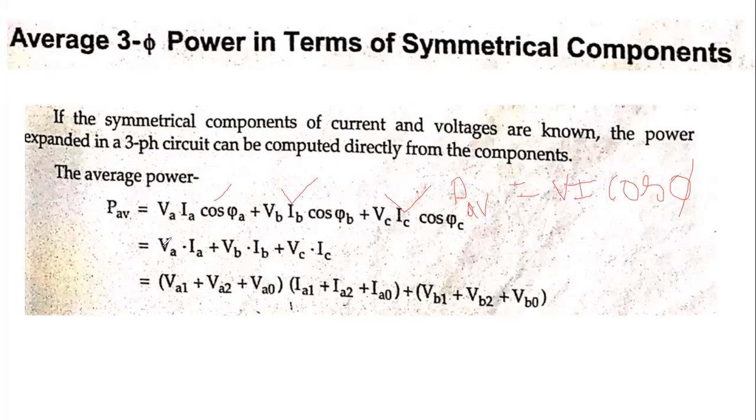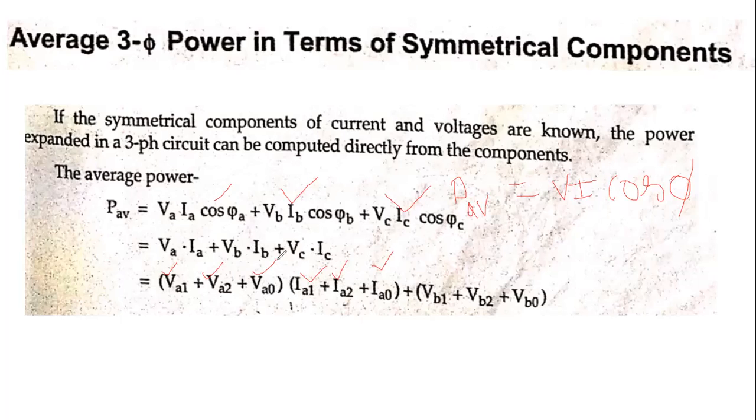Therefore, this can be written as VA IA plus VB IB plus VC IC. VA is equal to VA1 plus VA2 plus VA0, that is the positive sequence voltage, the negative sequence voltage, and the zero sequence voltage. And IA is equal to IA1 plus IA2 plus IA0, that is the positive sequence current plus negative sequence current plus zero sequence current.